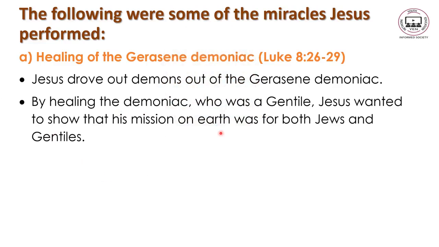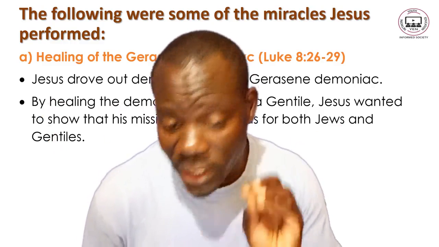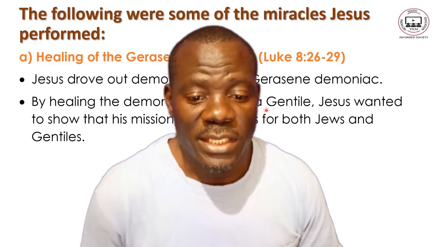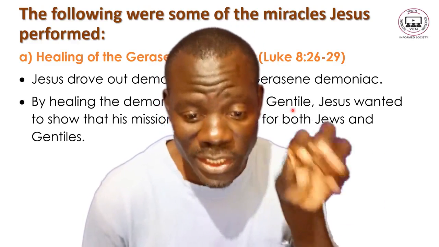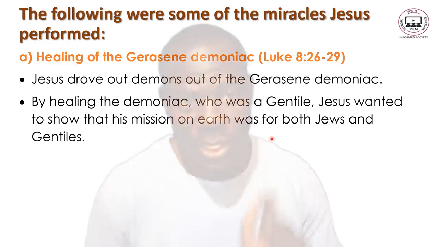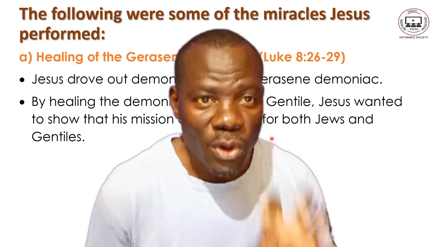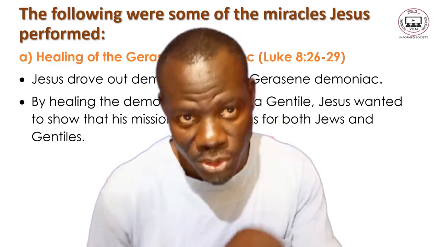By healing the demoniac, who was a Gentile, Jesus wanted to show that his mission on earth was for both Jews and Gentiles. So we are saying that by healing that person, who was a Gentile, not a Jew, Jesus wanted to show that his mission on earth was for both Jews and Gentiles. So here we see his mission to the world: Jesus wanted to meet the Gentiles, those who are not Jews, and the Jews as well.